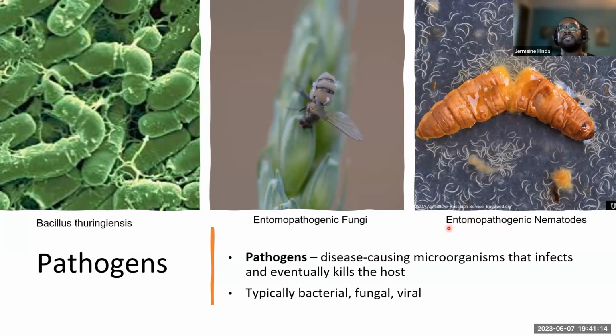Then there are nematodes that cause diseases in insects. So entomopathogenic nematodes. This is a waxworm, and it is infected with these tiny nematodes. So they go in, consume it from the inside, mate, and then burst. And so these are called infective juveniles. All of these are going to be looking for another insect to go into and complete that cycle again.